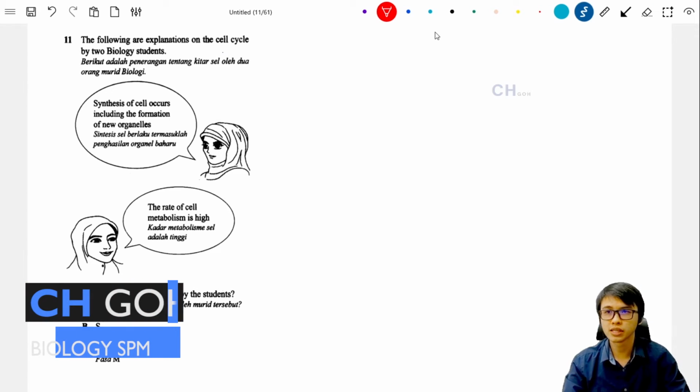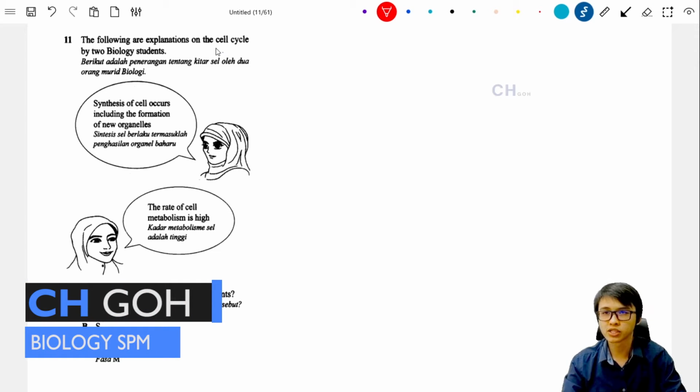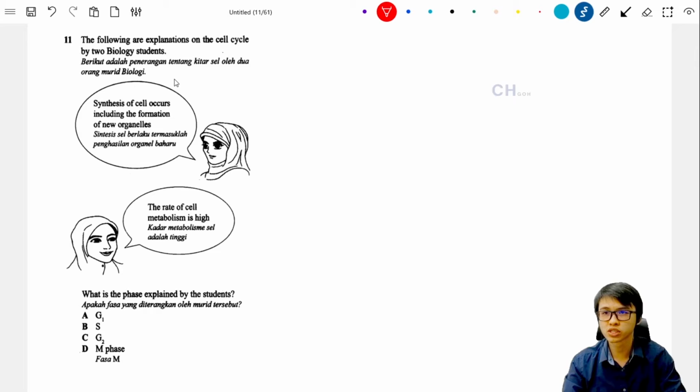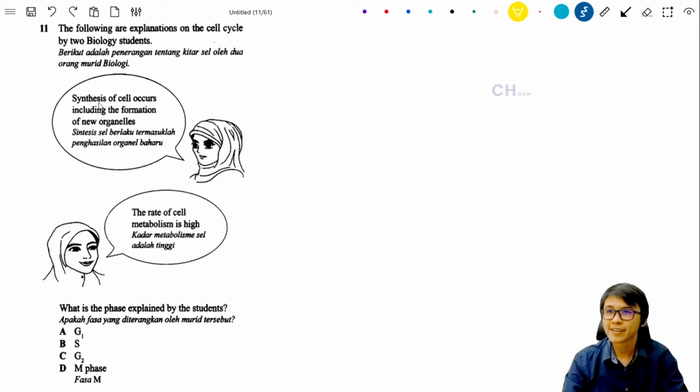Continue with question 11. The following are explanations on the cell cycle by two biology students. Let's look at what they say. Synthesis of cells occurs including the formation of new organelles. So new organelles is the key point. The rate of cell metabolism is very high. Okay, so what is the phase explained by the student?